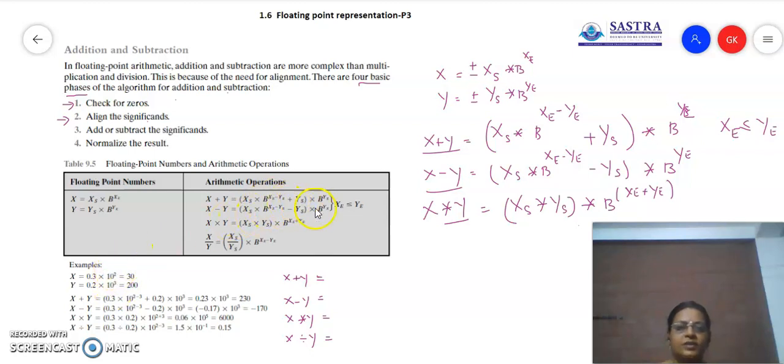Okay, as per the equation given here, xe is less than or equal to ye. So this exponent is less than this. So whatever is the difference, that has to be adjusted for the first operand, and you are trying to make this equal to the bigger operand. So for that purpose, what is the equation here? You have to take x's significand as such, so the significand 0.3 you will be taking as such, then into the difference is adjusted.